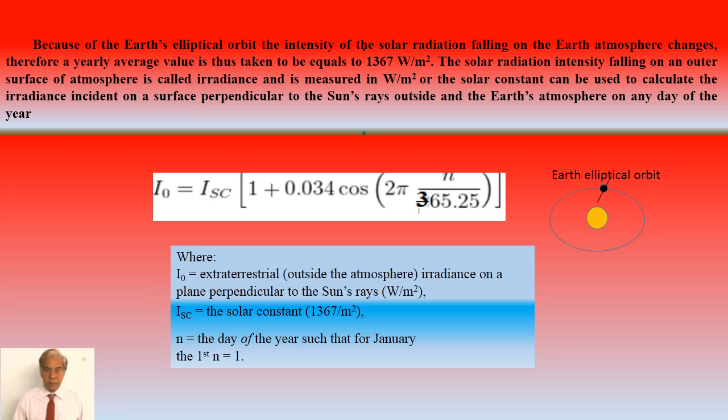Extraterrestrial irradiance on a plane perpendicular to the sun rays is given by the following equation. I0 is the intensity outside the atmosphere, ISC is the solar constant, which is 1367 watt per square meter, and n is the day of the year.